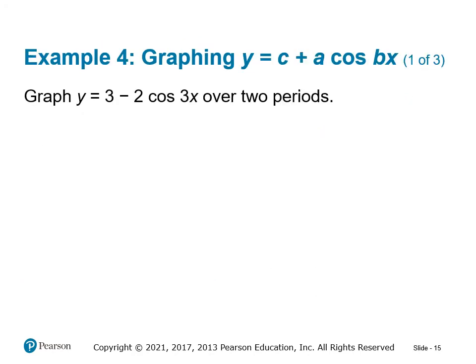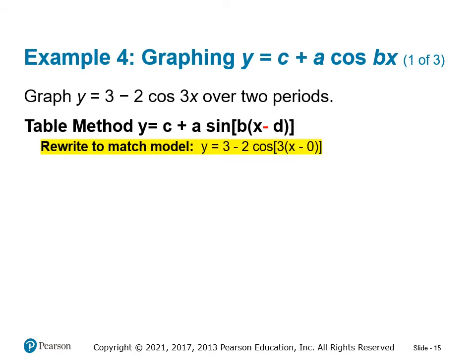All right? So let's see how this works with an example. We have y equals 3 minus 2 cosine 3x over 2 periods. Again, the first thing we want to do is make this look like the model, okay? This isn't really that different, but I just went ahead and pulled out the b instead of just having it be 3x. 3 times the quantity of x minus d. Since it's just x, then d would be 0, etc. But now it looks like the model that we have for our table, a, b, c, and d variables.